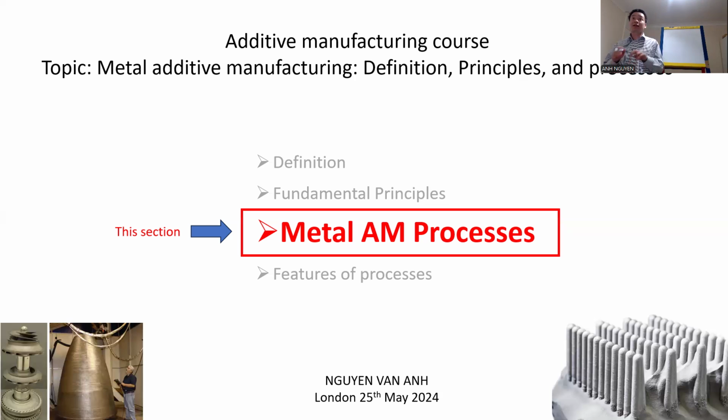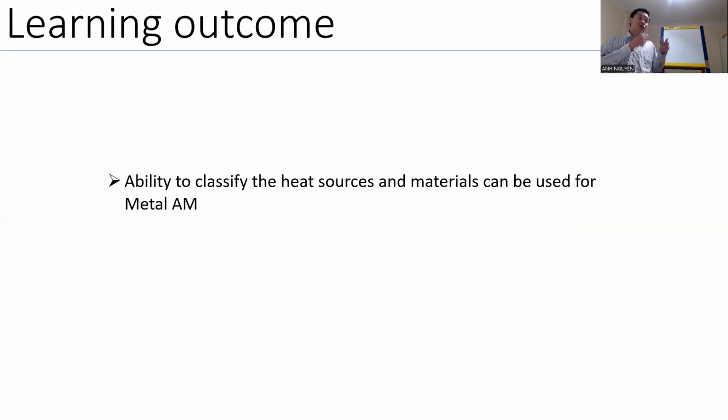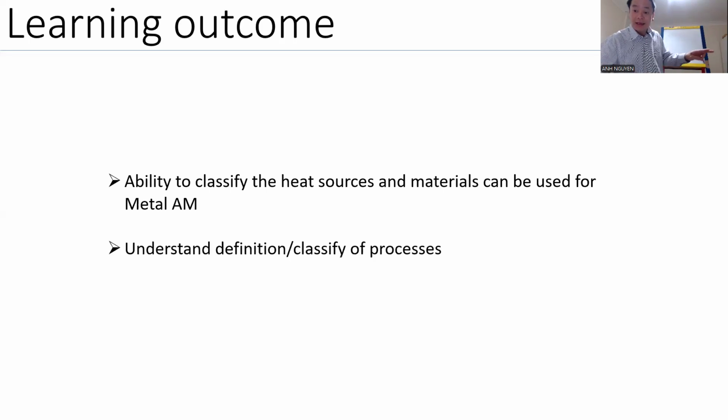Metal AM process classification. Before we can move to the main content for this session, we need to understand the learning outcome. The learning outcome for this section is based on two things. First, when you finish the section, you have to understand what kind of resource and what kind of material you can use for metal AM. The second thing is you have to understand the definition and the classification for the metal AM process. Okay, it's clear. Based on this, now we move on to the main content for this section.